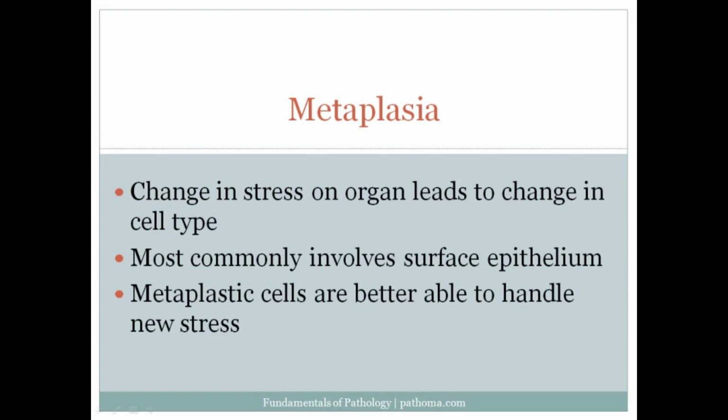Now, the idea here is that if the stress on an organ changes, then the organ will respond by changing its cell type. And that change in cell type is called metaplasia. Metaplasia most commonly involves surface epithelium. So let me step back and explain that for a minute. Epi means on top, and thelium means layer. And so epithelium is the cells that line body surfaces.